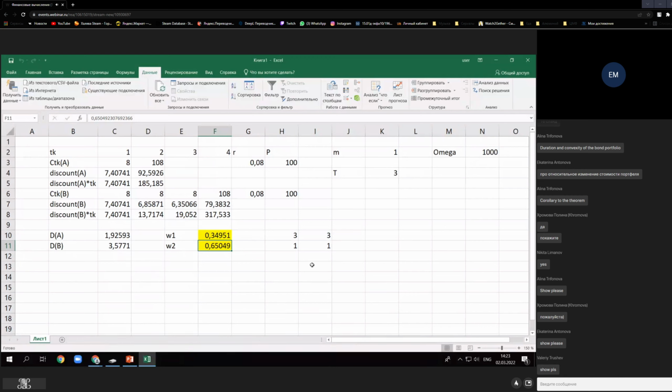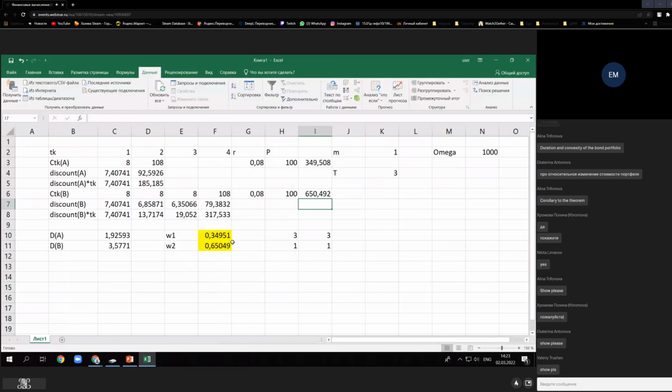If you want to find the sum which should be invested in the first bond, you can calculate it. This sum will be equal to the total sum multiplied by the weight. Here you multiply this sum by the weight. We have found it.